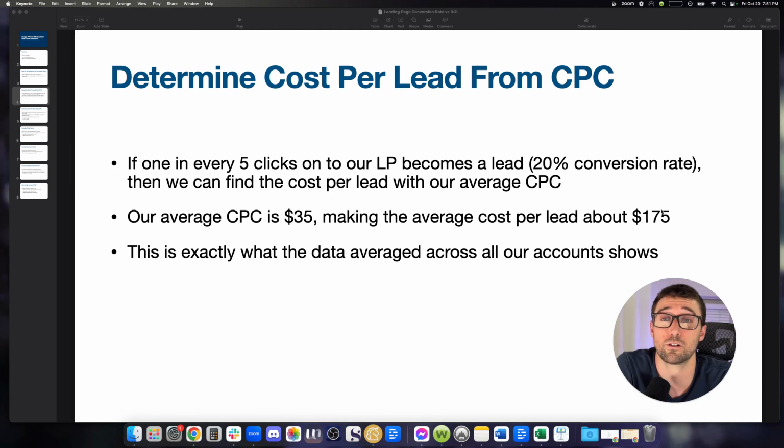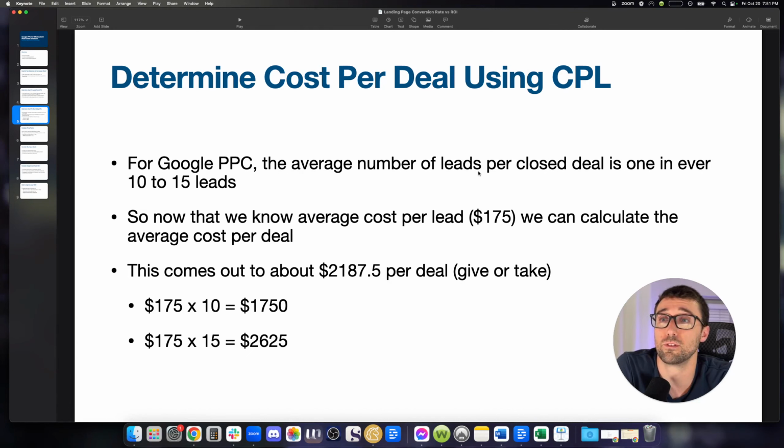Now, next, if you know your cost per lead, then you want to look at what your cost per deal is. For Google PPC, this is pretty well known. The average number of leads per closed deal is about 1 in every 10 to 15 leads. Okay, it's about a 7 to 10% conversion rate. So knowing that, and we know the average cost per lead, we can calculate your average cost per deal.